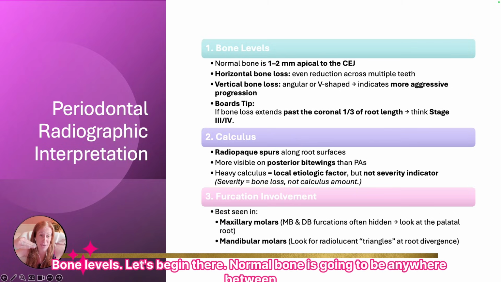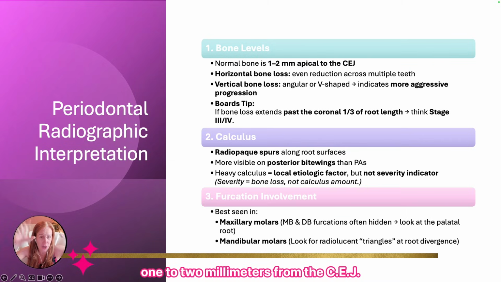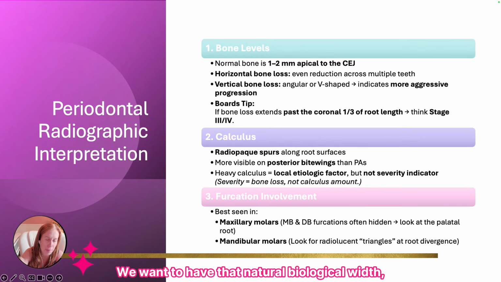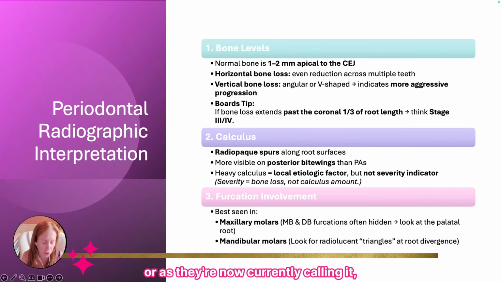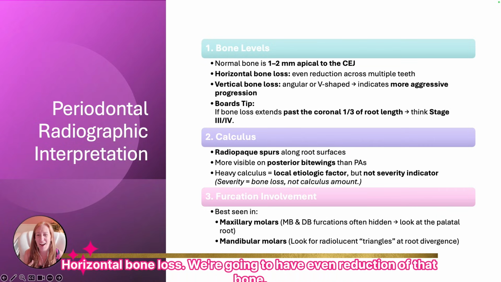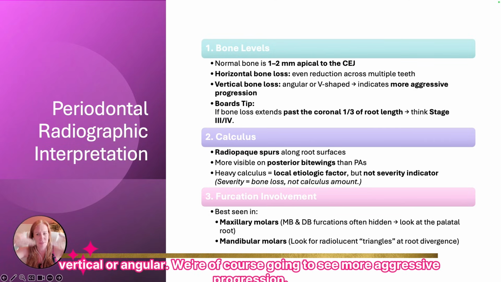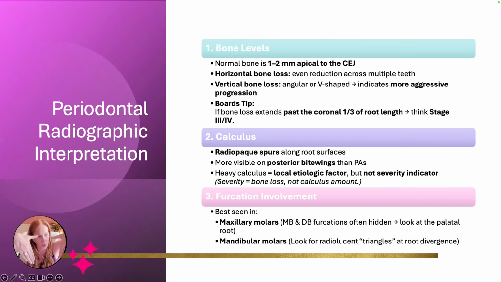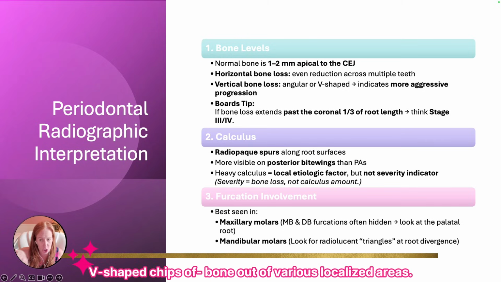Normal bone is going to be anywhere between 1 to 2 millimeters from the CEJ. We want to have that natural biological width, or as they're now currently calling it, supracrestal attached tissues. Horizontal bone loss, we're going to have even reduction of that bone. Vertical or angular, we're of course going to see more aggressive progression, V-shaped chips of bone out of various localized areas.